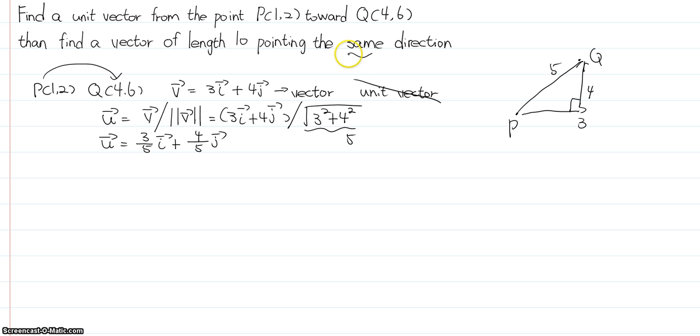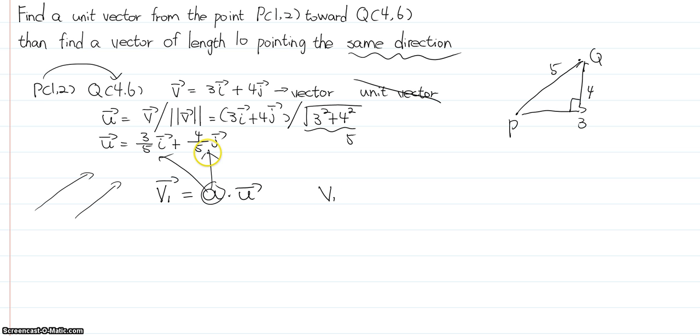What does pointing in the same direction mean? If you have two vectors pointing in the same direction, it means one is a scalar multiple of the other, which means the new vector we're looking for, let's say it's v1, will be equal to a scalar times the unit vector. Since this is a scalar, it applies to both directions. So v1 will be 3/5 ai plus 4/5 aj. And we need to find a.